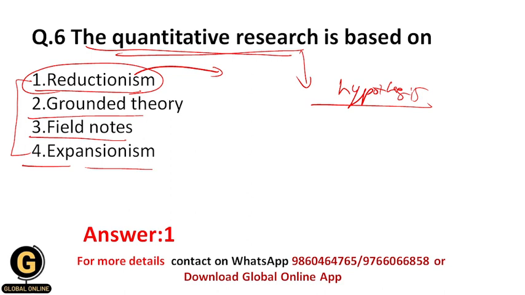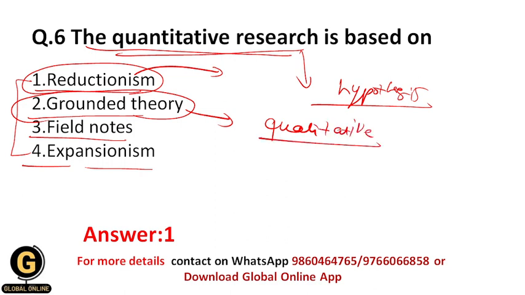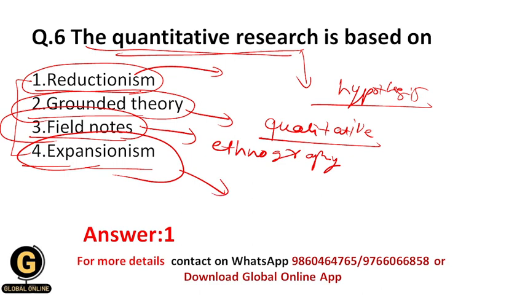And that's why quantitative research is based upon reductionism. Grounded theory is one of the research types of qualitative research, within which we are going to formulate a theory. Field notes is the data collection method which we can use while doing ethnography. And expansionism means that we are going to convert the simpler things into the complex things, which is exactly the opposite of what quantitative research basically does. And that's why the correct answer over here is 1.